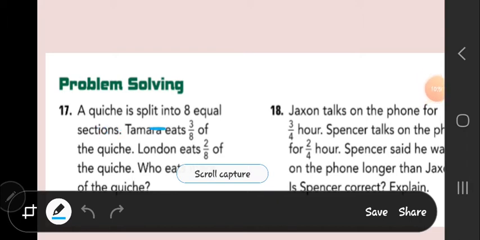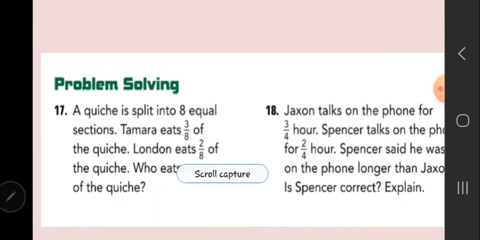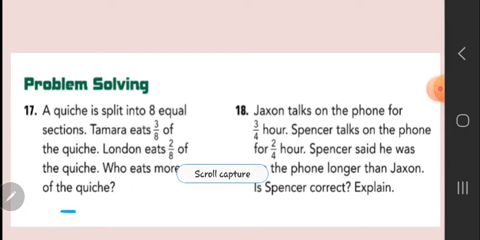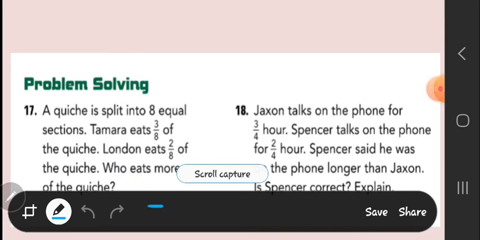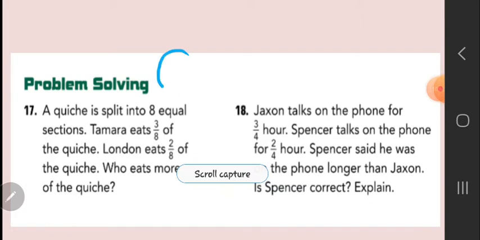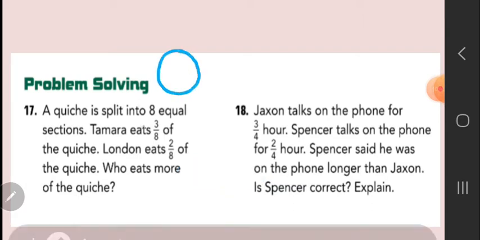Okay, a quiche is split into 8 equal sections. A quiche is like a pie. Tamara eats 3/8 and London eats 2/8 of the quiche. Who eats more of the quiche? Okay, if you don't know how to do it, you can draw. So they say they have 8 equal parts. I will cut it into 4 equal parts, and then cut this one into 2, 2, 2, 2.